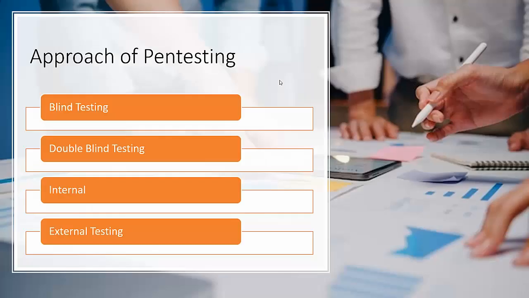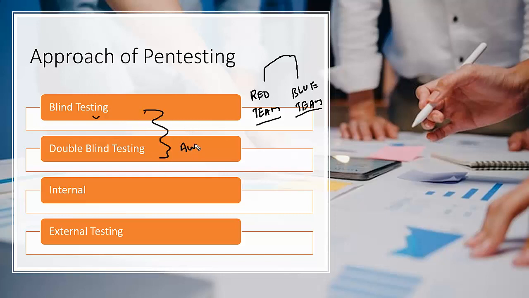Okay, so we have approaches to pen testing, like we have a blind test, we have a double blind test, we have internal, we have external testing. So when we say blind test, in every company, we have 2 types of team. One is called the red team, and we have a blue team. The red team is the offensive team. They are the ones who do the PT and all that. And the blue team is the one who works in a defensive mode. Now blind and double blind is more about awareness testing.